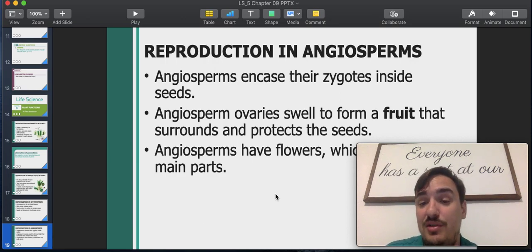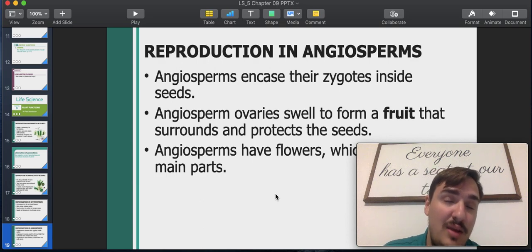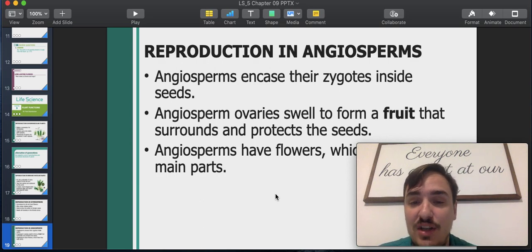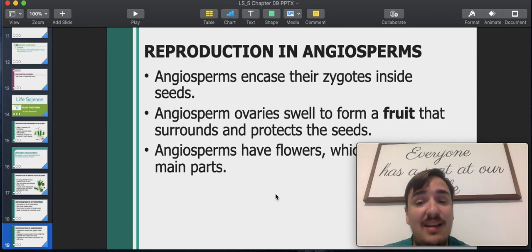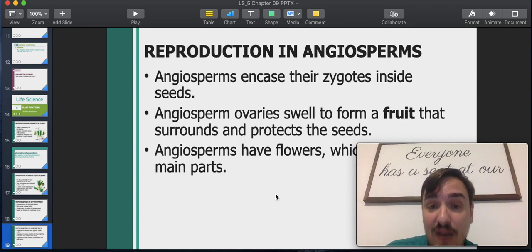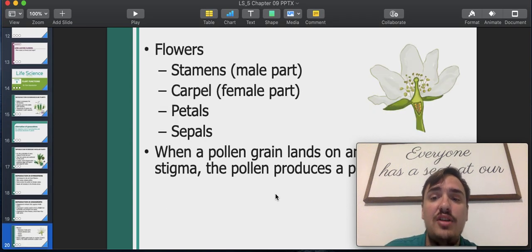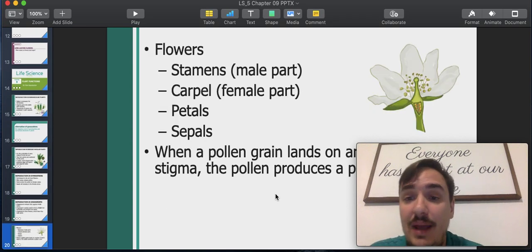The fruit will be eaten or fall and roll away and produce another plant. So this is the way that we're most familiar with plant reproduction. And I'll go through that one more time. You have a flower. That flower attracts an insect. Insect lands on that flower, carries that pollen from one flower to another, and that's how pollination and fertilization occurs in angiosperms.